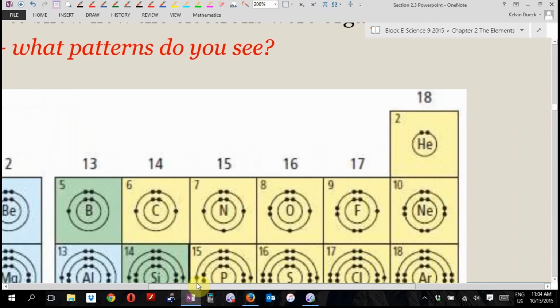If I go all the way across, neon has a full outer shell, and you can see fluorine just needs one more electron to have its full outer shell, and it really wants its full outer shell. That's why fluorine will melt glass. It'll react with anything. It wants that electron. It's going to rip it off anything. And when you rip electrons off, stuff starts to behave differently. You with me? Okay.